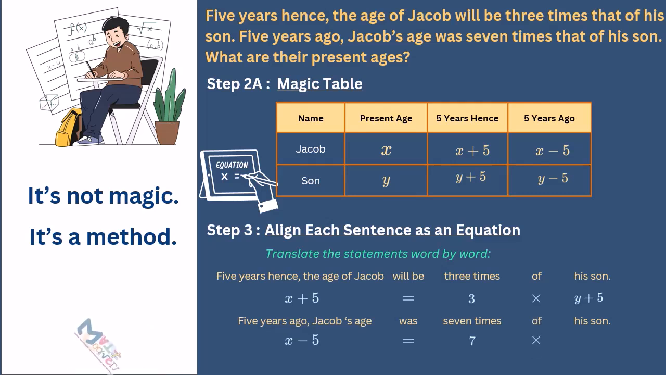Again, the word of becomes a multiplication sign and his son. But careful, since it's 5 years ago, it will be Y minus 5, not just Y, which gives us X minus 5 equals 7 times Y minus 5. See, we're just translating the story into math, one sentence at a time. It's not magic, it's a method.